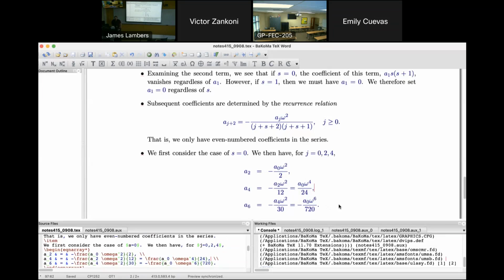So if we look at what we have here so far for A2, A4, A6, what patterns do we see? There are a few of them. And just look at the final formulas that are in terms of A0. The denominators are a multiple of the j. Yeah, they do include it as a factor.